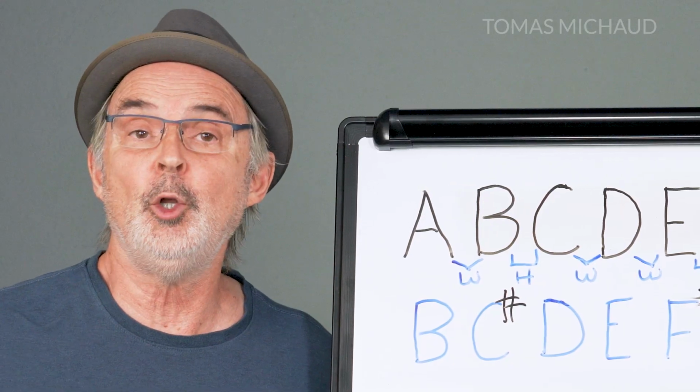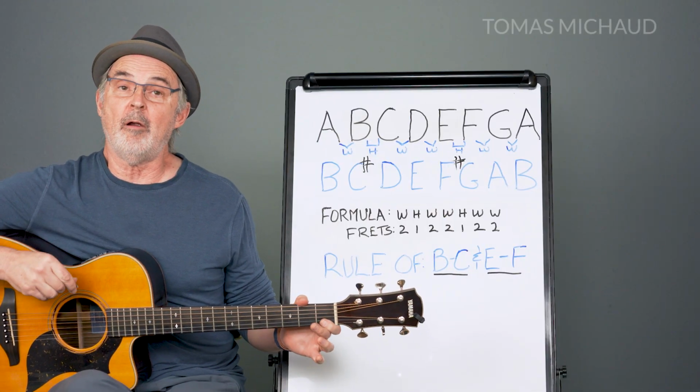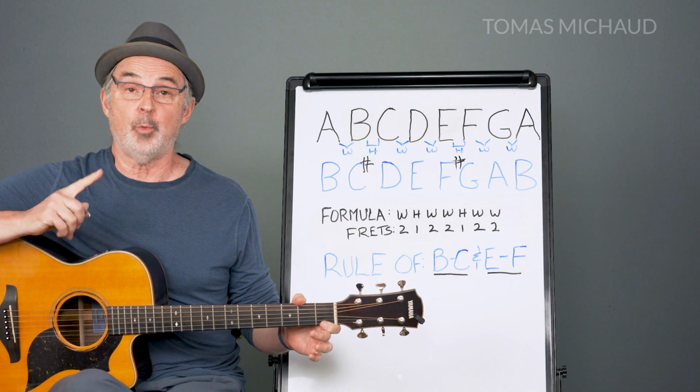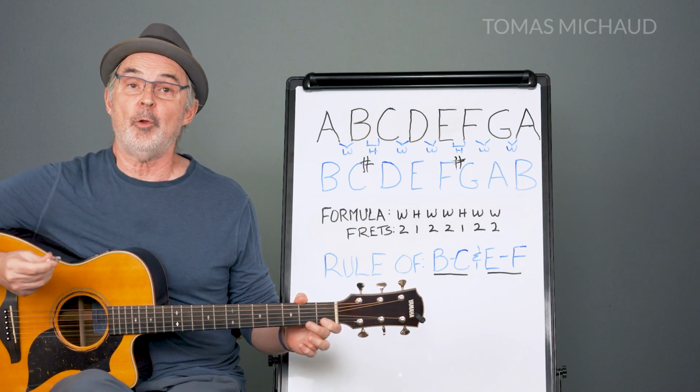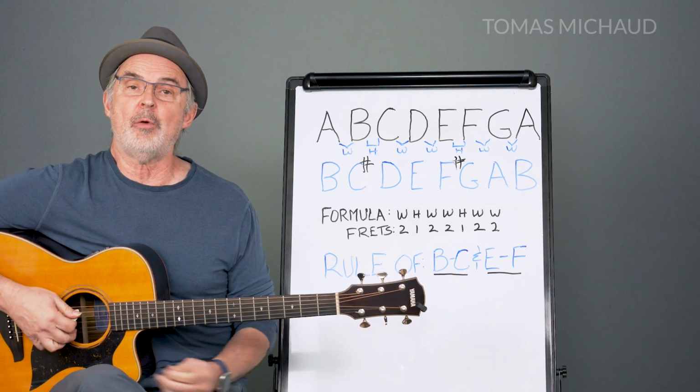Let me show you what that looks like on the guitar. So to start off, remember that on the guitar, 1 half step equals 1 fret on the guitar, and 1 whole step is 2 frets. So let's do that A minor scale.